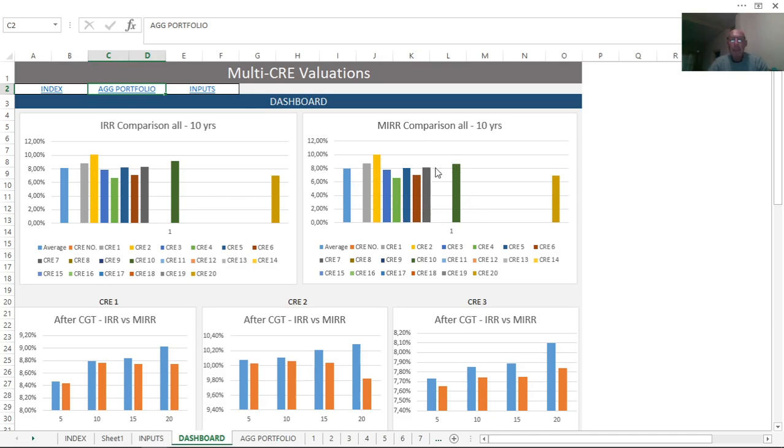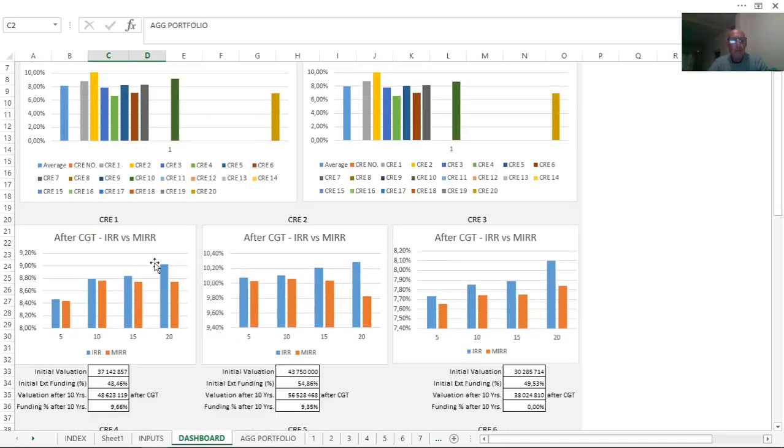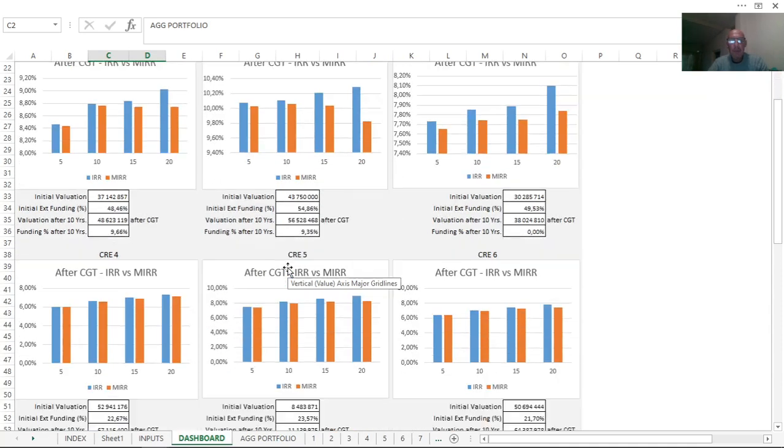So you can see exactly those investments that are doing well and those that are underperforming. And then we have your after-tax capital gains tax, after capital gains tax internal rate of return versus modified internal rate of return, all individually over 20 years if you wish to look at them individually again.